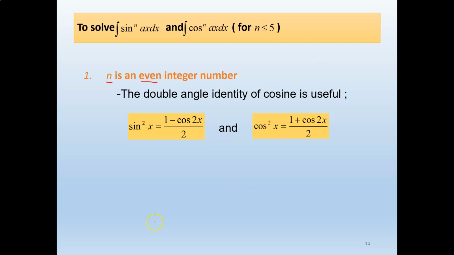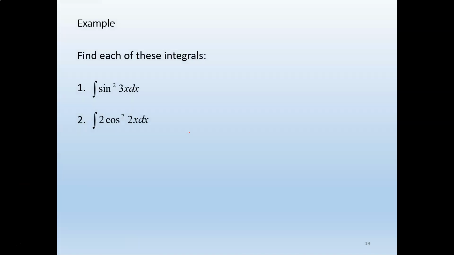So these are the most important when you have to integrate sine or cos. For example, find each of these: integrate sine square 3x dx. So remember, the n over here, this is the n, this n is even, genap.